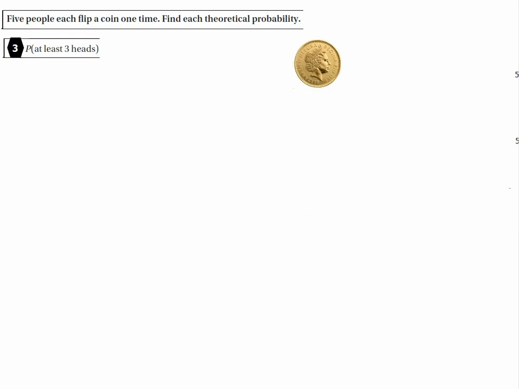5 people each flip a coin one time. Find each theoretical probability: P of at least 3 heads. At least 3 heads. The words at least need to be explained. At least means 3 heads, 4 heads, or 5 heads. Of course, we can't get more than 5 using 5 people. So we have to find the probability of getting 3 heads. This is very easy. It is 5C3 over 32. 32 is 2 power 5, the total number of our choices.